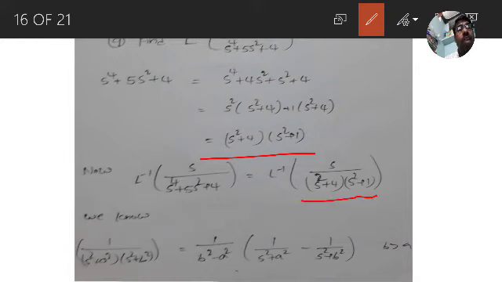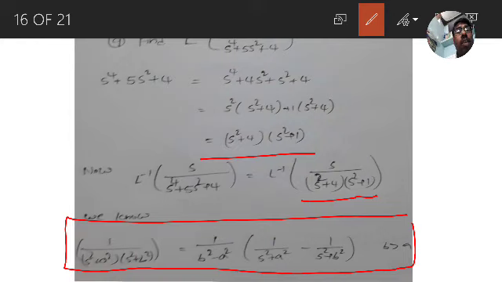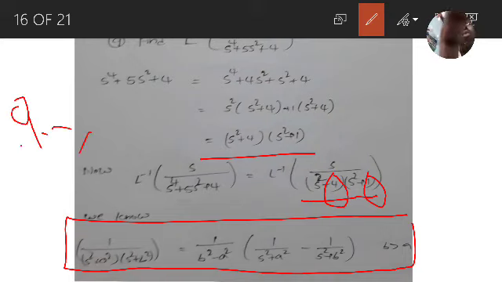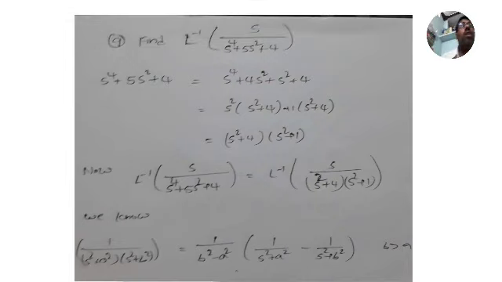As of previous formula, what you have to do, 1 by s square plus a square into s square plus b square, you can write 1 by b square minus a square into 1 by s square plus a square minus 1 by s square plus b square, where b greater than a. So b square means you have to write here 2 square and a square means 1. So here a is equal to 1 and b is equal to 2. Substitute in the formula. Unable to accommodate in one slide, let us go to the next slide.